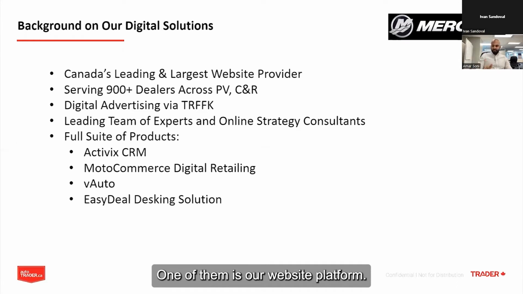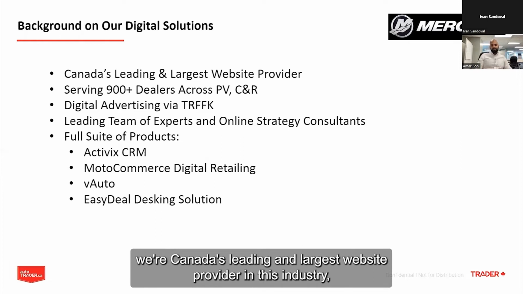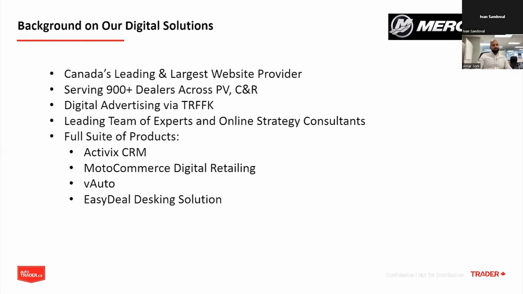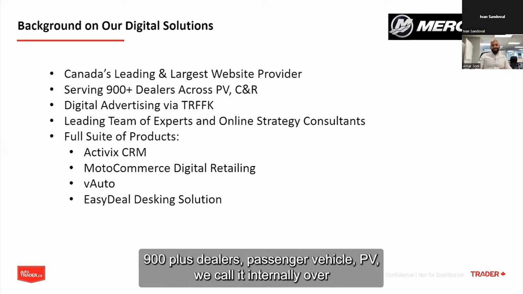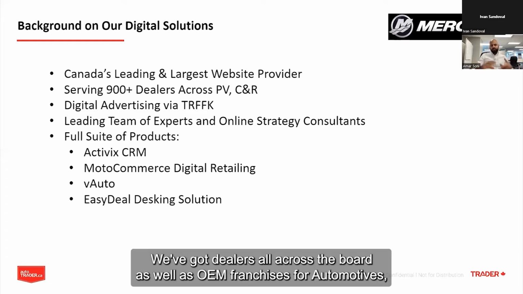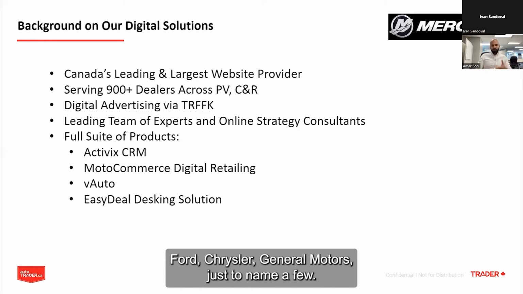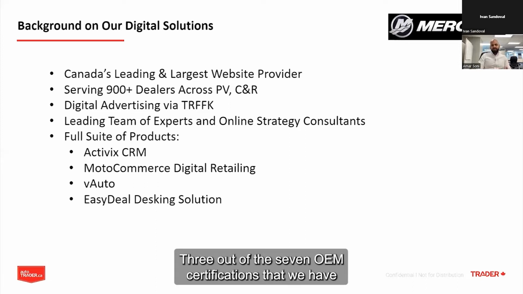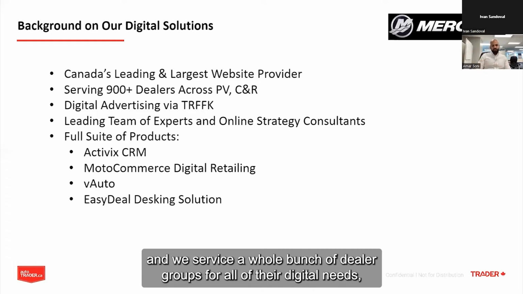One of them is our website platform. To give an overview of the website platform as a whole, we're Canada's leading and largest website provider in this industry. There are a couple of industries within it that we serve, but across all of it, it's 900-plus dealers. Passenger vehicle, PV, we call it internally. CNR, commercial and rec, is what we refer to it as here. We've got dealers all across the board, as well as OEM franchises for automotive: Ford, Chrysler, General Motors, just to name a few, 3 out of the 7 OEM certifications that we have. And we service a whole bunch of dealer groups for all of their digital needs.